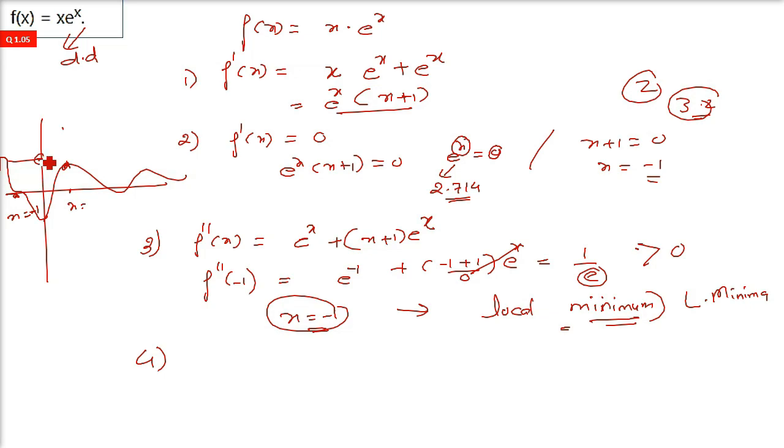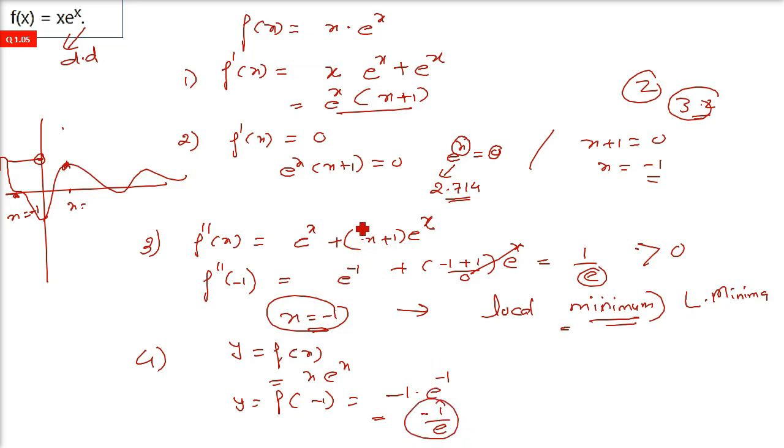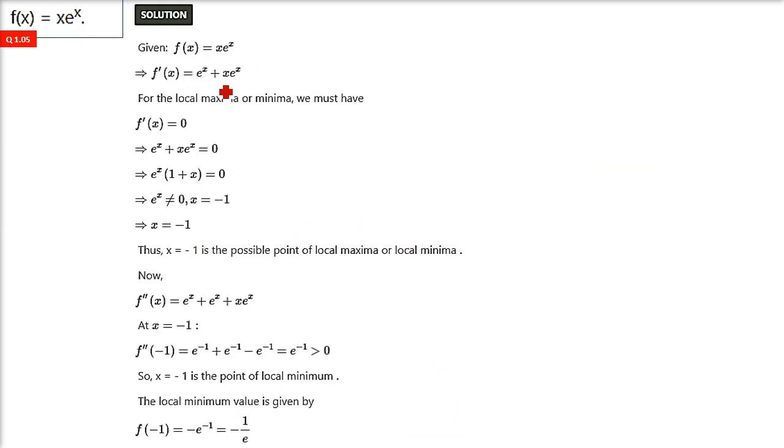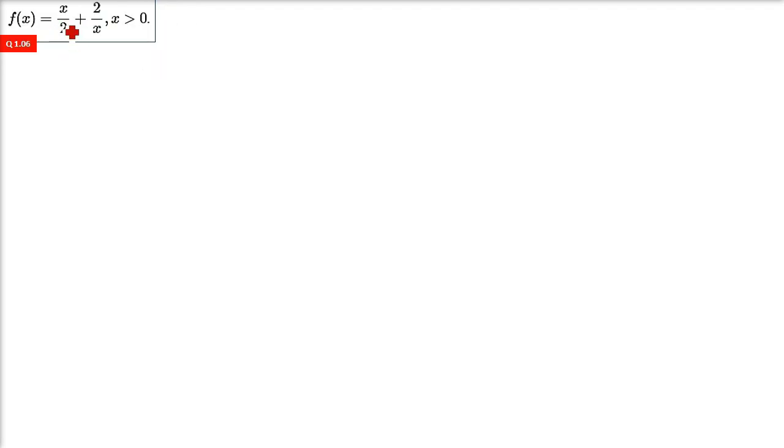That y value will be found by putting x equals -1 in the original equation, y is equal to x e raised x. Now replace this x by -1. You get -1 into e raised -1, that is -1 by e. This is the final value. This is the whole solution in front of you. You can take it as a reference. Try it yourself. Any problem, just refer to it. All these things you have to write by yourself. This is very important. Solving is important, but most important is writing what you are actually explaining or doing.